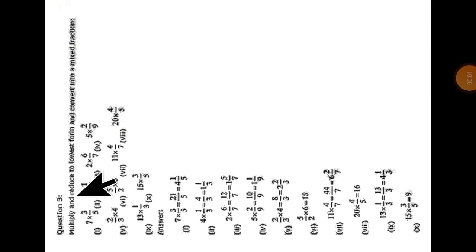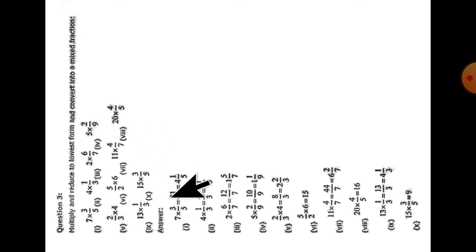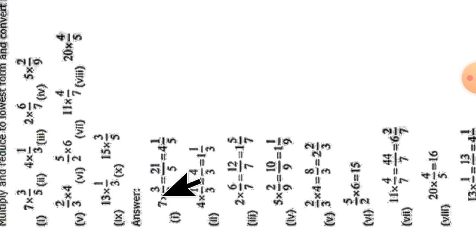Question number 3. Multiply and reduce to lowest form and convert into a mixed fraction. Now here the examples are given. In these examples, here you will multiply 7 into 3 upon 5. So this 7 you will multiply by 3. 7 means 7 upon 1. So 7 into 3, that is 21 upon 5. Divide 21 by 5, you will get 4 integer 1 upon 5.